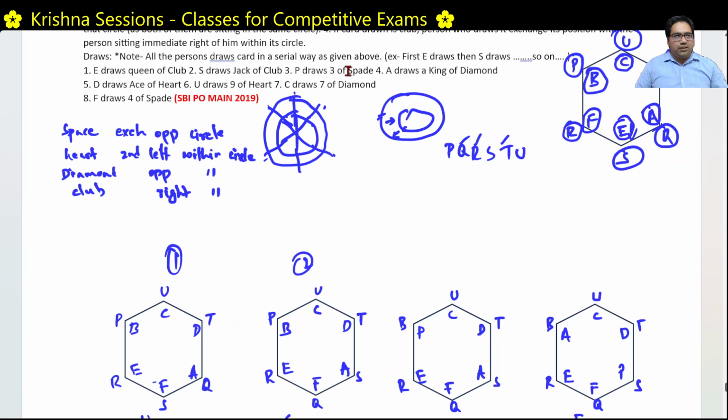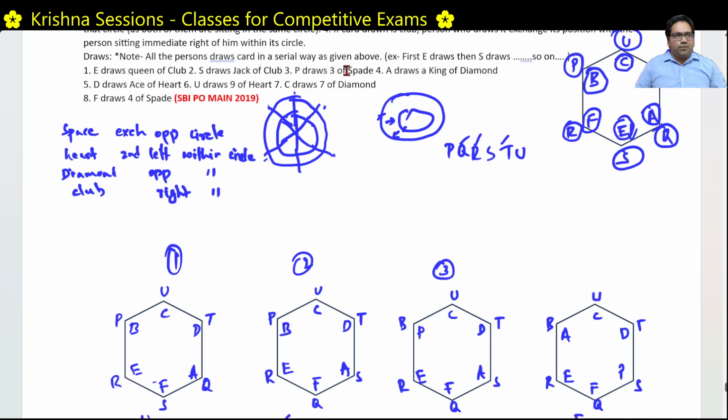After the third operation, P draws 3 of spade. What is spade? We don't need to worry about the other digits, jack, 3, 5, 10, king; this doesn't matter. The only thing that matters is whether it is spade, club, heart, or diamond. As per the first condition, P draws 3 of spade. Spade means exchange with the opposite circle person. So what does P do? P should come inside, B will go outside. That's what we have done. The rest all will remain the same: U C D T A S F Q R E. This is after the third operation.